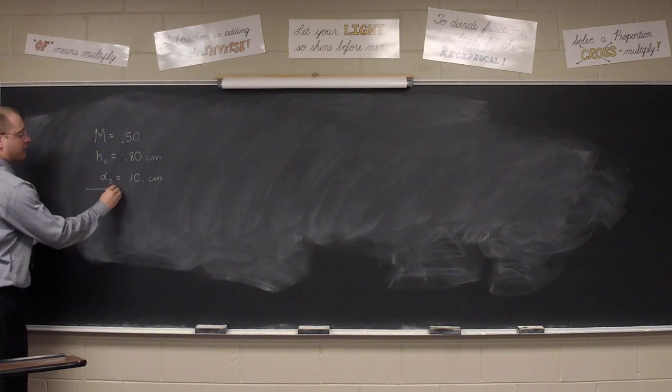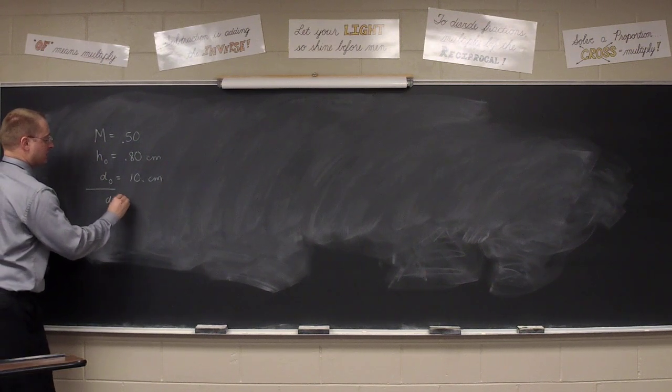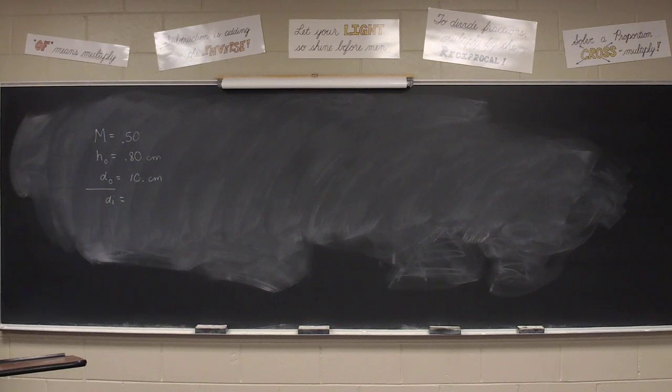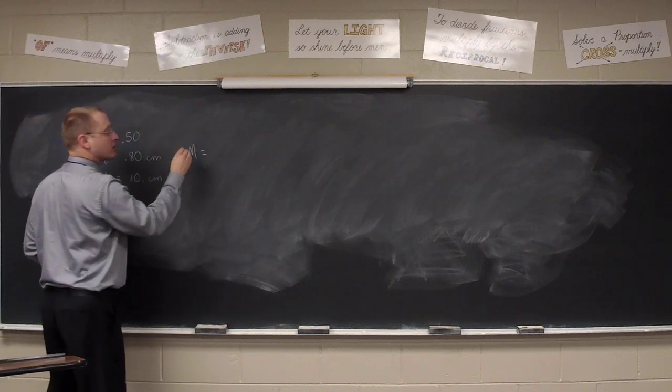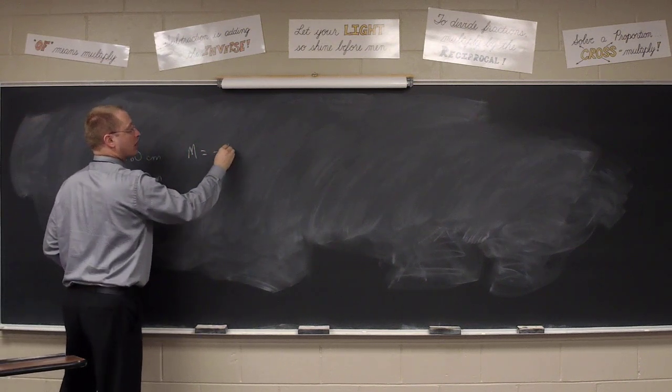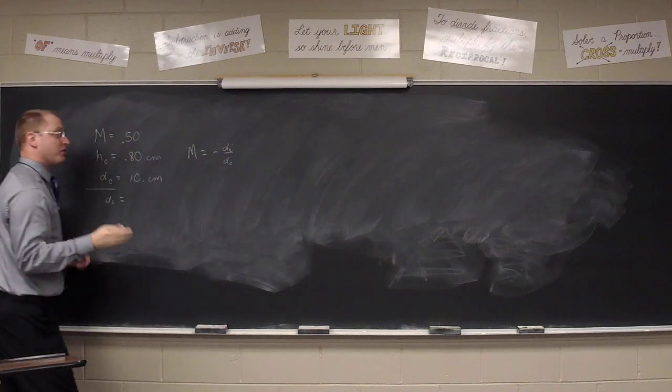The first thing they ask for is the image distance. What would I have to use to find image distance for this problem, class? The magnification equation. I can't use the thin lens equation because I don't know f or d sub i. You can't solve it with two unknowns. But the magnification equation, the second part, m equals negative d sub i over d sub o, that I could use.